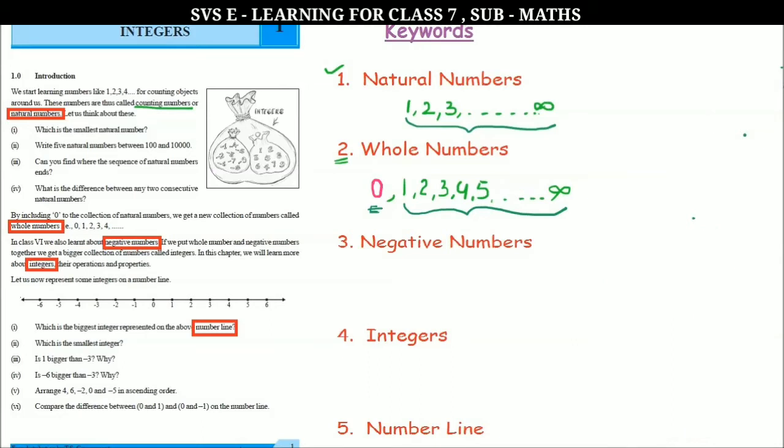All right. Now let's move further. What are negative numbers? So as we see here, I'm going to just write the whole number set again one more time: 0, 1, 2, 3, so on up to infinity.